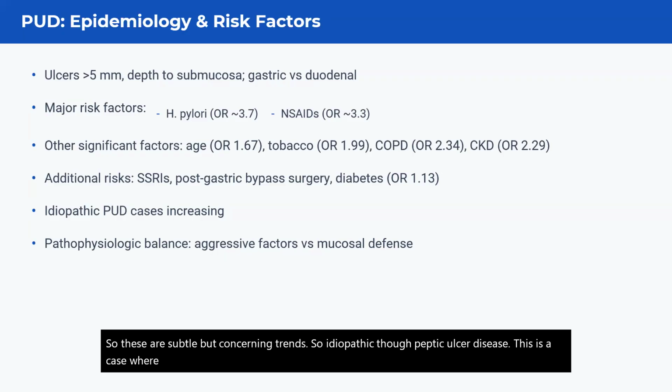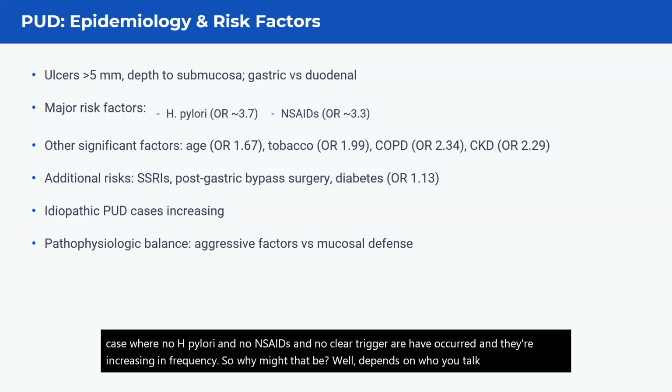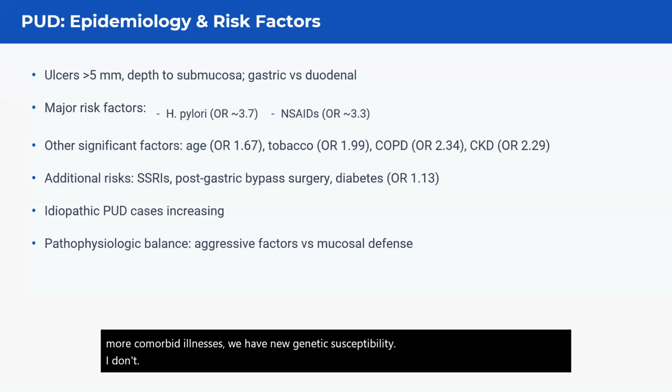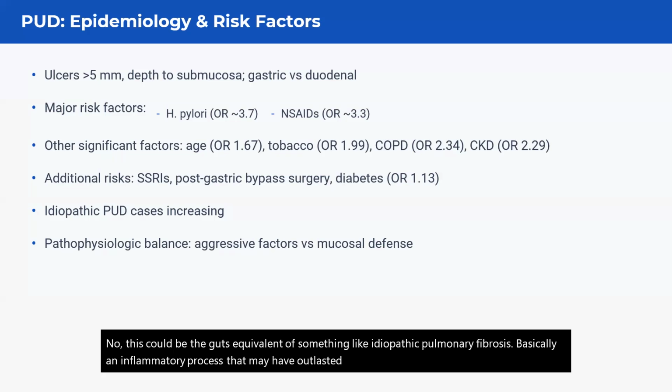H. pylori and no NSAIDs and no clear trigger have occurred, and they're increasing in frequency. So, why might that be? Well, it depends on who you talk to, but some people will say it's because we have changes in our local microbiology and ecology. We have more comorbid illnesses, we have new genetic susceptibility. I don't know. This could be the gut's equivalent of something like idiopathic pulmonary fibrosis.